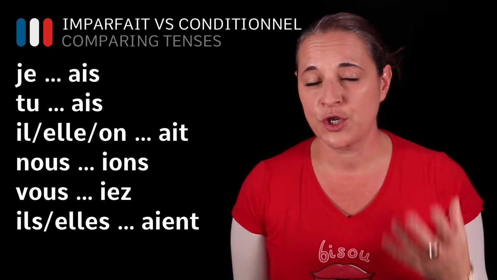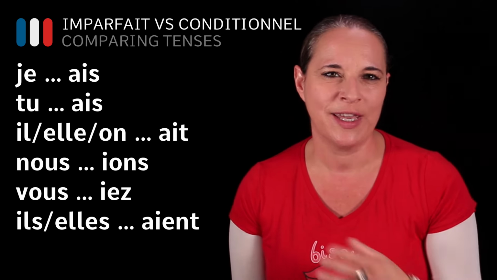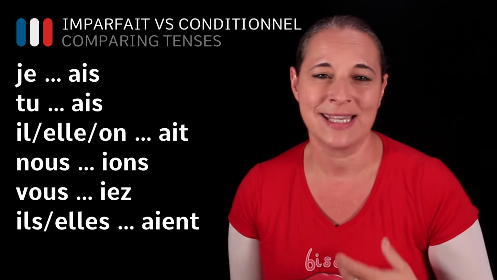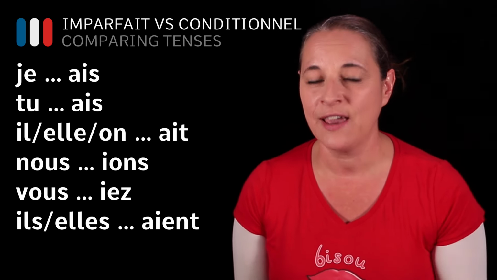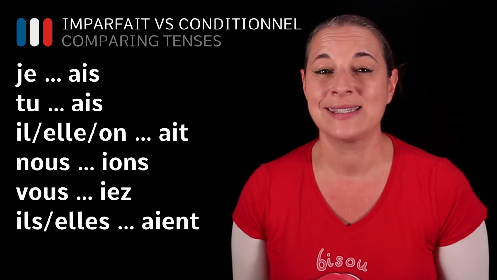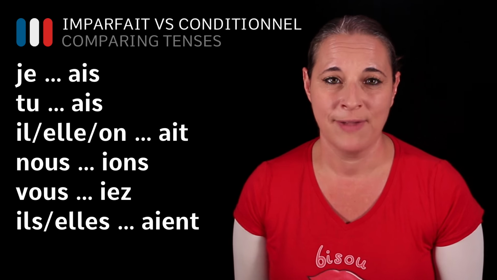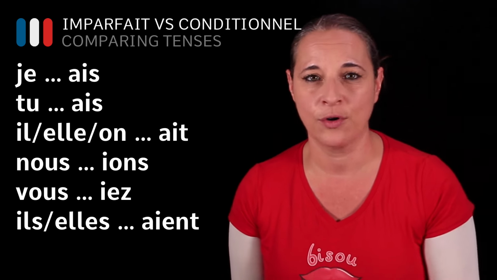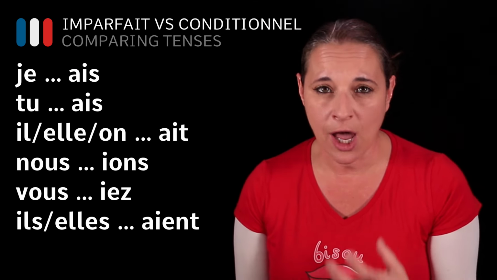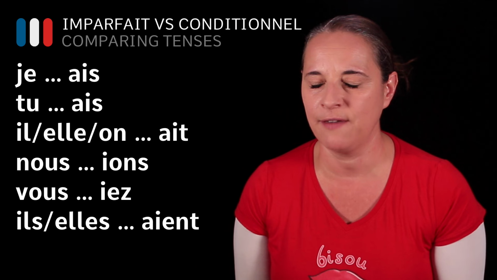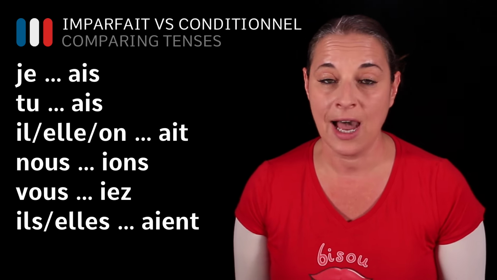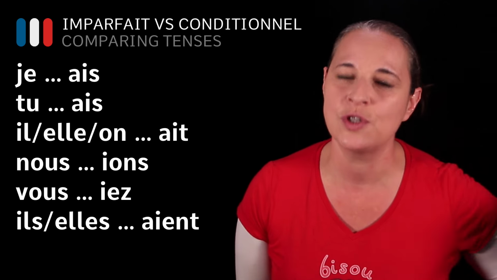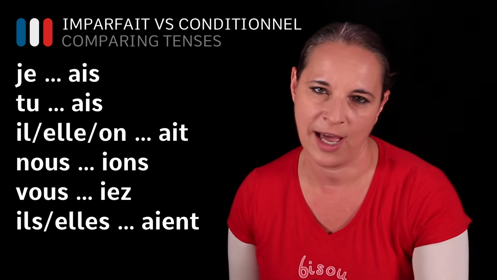Here we go. For je, it's ais. For tu, it's ais. For il, elle, on, it's ait. For nous, it's ions. For vous, it's iez. For ils, elles, it's aient. So, when do you know when we are talking in the imperfect or conditional? And how, you're going to ask me, if the endings are exactly the same, how do you make the difference between a used to be action and a would do action?